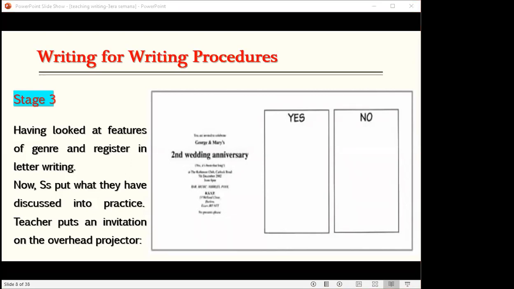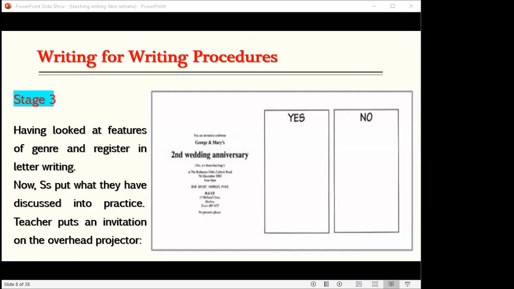Do you have an idea? Yes and no? What is the purpose? Maybe yes for those guests who are going to go to this anniversary, and no for those who are not. All right. So they are going to write two different kinds of letters, right? One, if you accept, and the second, if you don't accept.